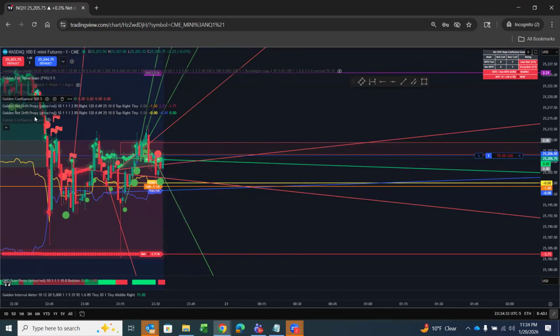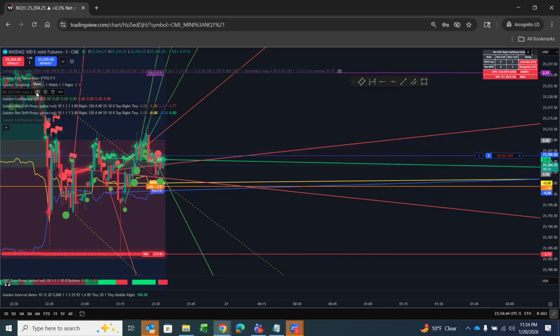Let's see what indicators we have. We also have golden trend line. Golden trend line helps us visualize where resistance is and where support will be. I also like to throw on the Bollinger Bands.